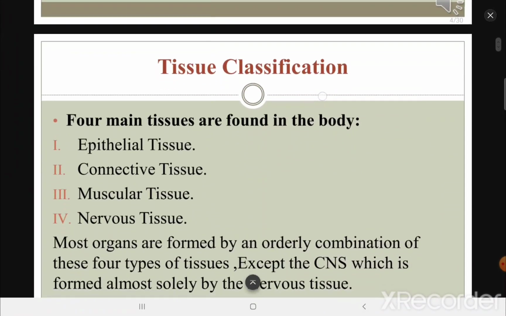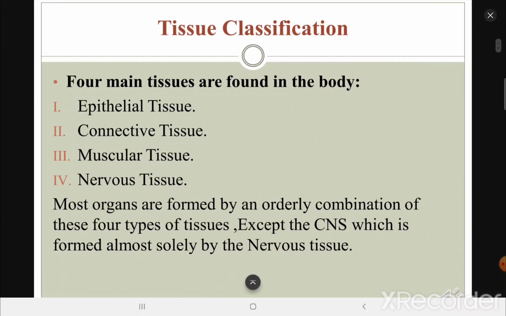Regarding the tissue classification, you have to know in histology we have four main fundamental tissue types. These are the epithelial tissue, connective tissue, muscular tissue, and nervous tissue. The rest of the body is composed of different percentages of these four main fundamental tissues. So most organs are formed by an orderly combination of these four types of tissues, except the central nervous system, which is only formed by the nervous tissue.